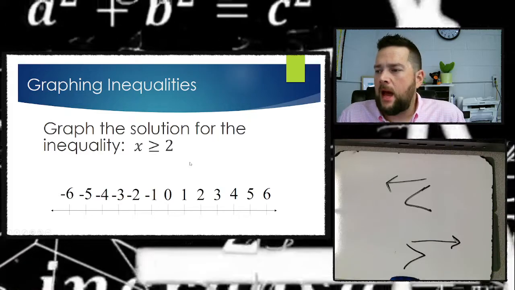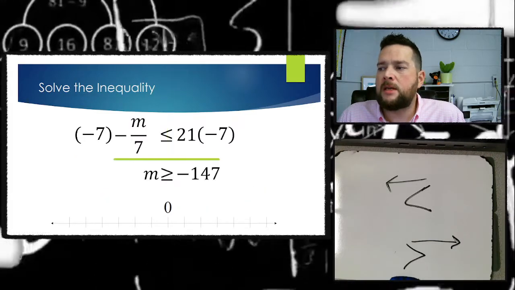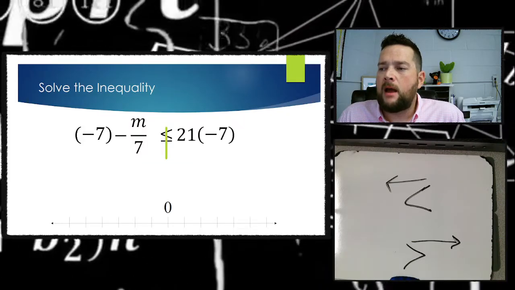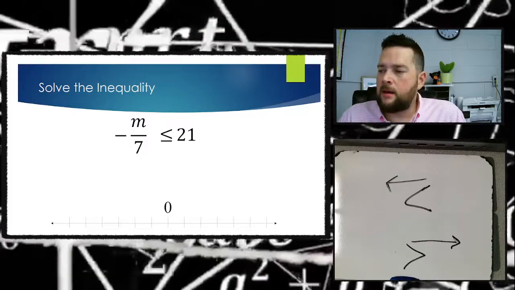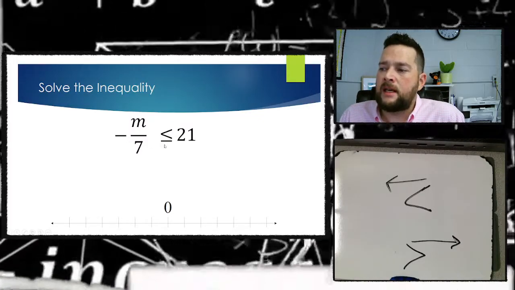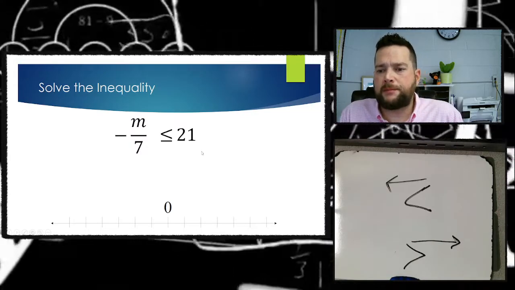All right, I'm going to go ahead and fast forward through the rest of these because I want to get to solving some of these and then graphing them, all right? You've got this statement right here. -m divided by 7 is less than or equal to 21. Go ahead and solve that and see if you can graph it as well.